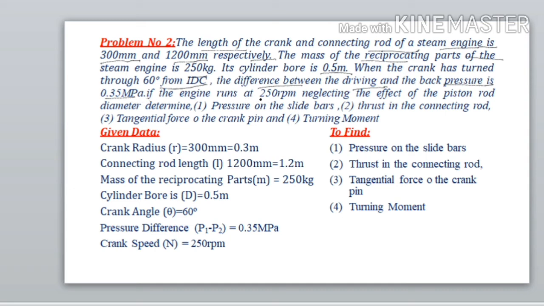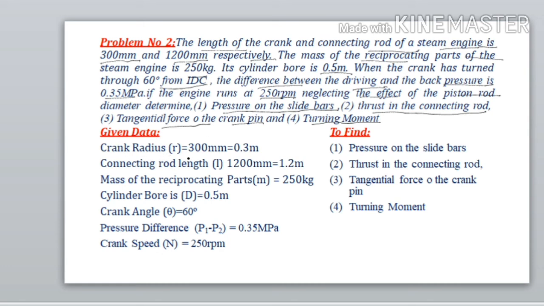If the engine runs at 250 rpm, neglecting the effect of the piston rod diameter, we have to determine the pressure on the slide bar, thrust in the connecting rod, tangential force on the crank pin and turning moment. So first of all we will see the given data.